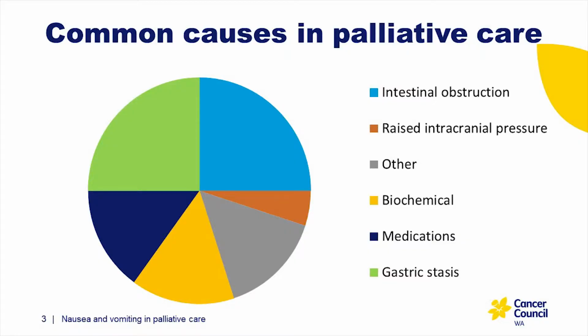There's about a sixth of nausea and vomiting that's caused by biochemical abnormality, another sixth by medication, and then about 5% generally because of raised intracranial pressure. And then the other little slice there is a whole lot of mixed etiologies.